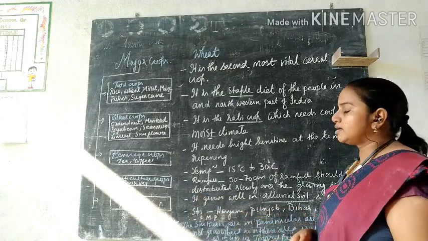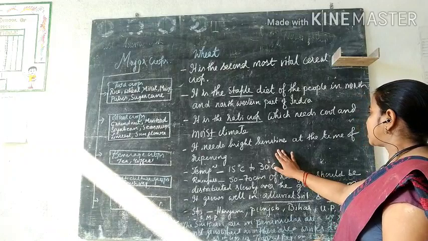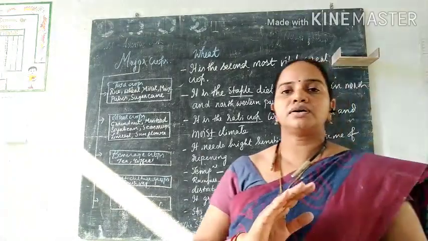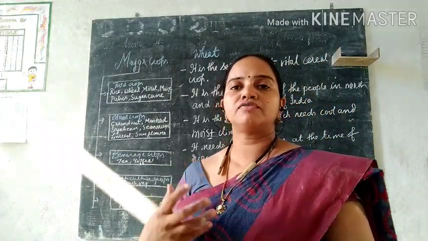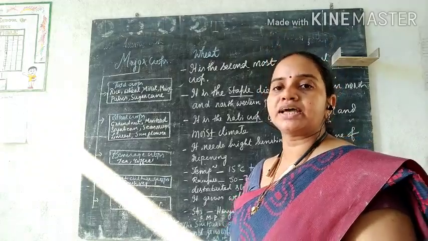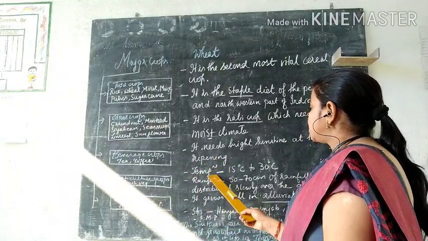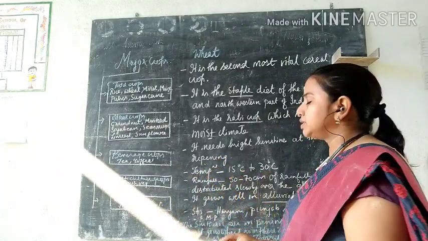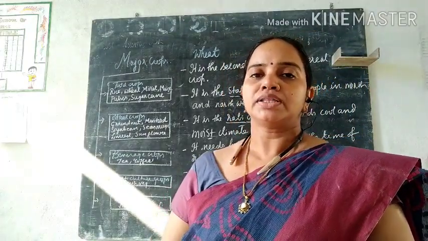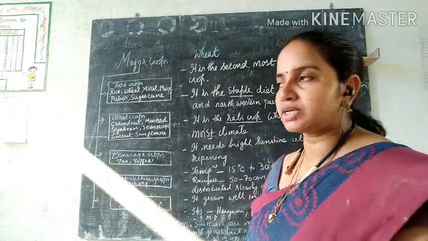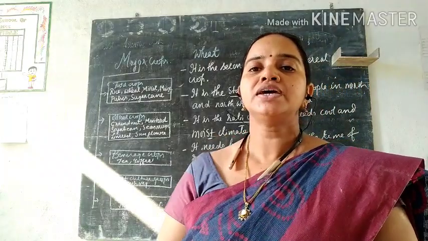While ripening, I mean while harvesting, it requires bright sunshine so that during the harvesting period the crops may give a good yield. So that is why rain is not required at that time. The temperature here is 15 degrees centigrade to 30 degrees centigrade. So a normal temperature is required for the wheat crop, that is 15 to 30 degrees centigrade, and the rainfall is near 50 to 70 centimeters.